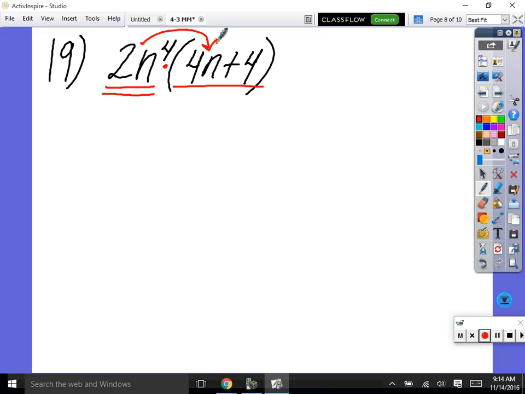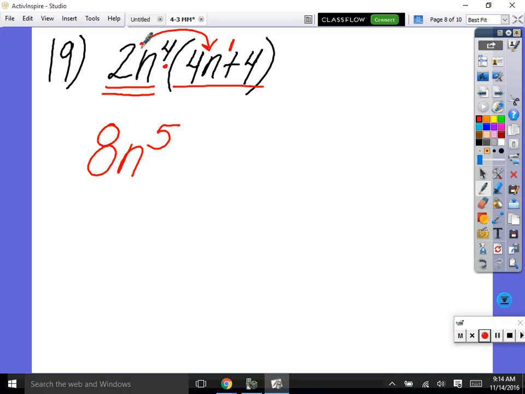I'm going to remind you of something. This is n to the 1st power. So what's 2 times 4? 8. Then we have an n to the 4th times n. When you multiply the same base, you add your exponents. 4 plus 1 is 5, correct? So we have n to the 5th.